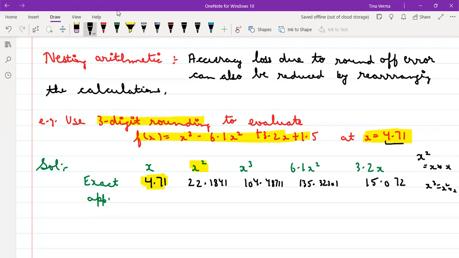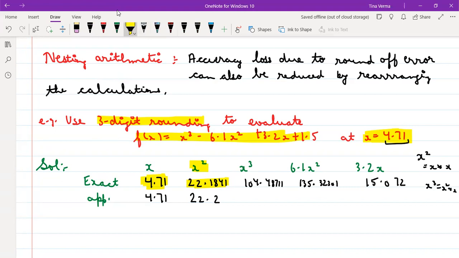Now the approximate one. In approximate we have to use 3 digit rounding. The first step will remain the same, that will be 4.71 because it has 3 digits. Now for x square, what do we have to do? We have to do 3 digit rounding. If you do 3 digit rounding, at the fourth place you have 8. If you round, what will the answer be? 22.2. Now x cube, right?